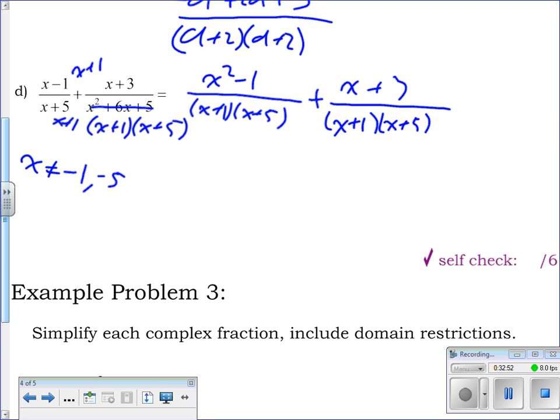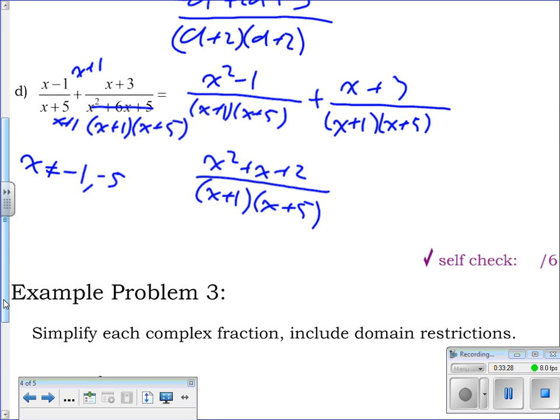Combine like terms: x squared plus x, negative 1 plus 3 plus 2, all over x plus 1, x plus 5. And x squared plus x plus 2 is not factorable, so I'm done. You do always want to check, but it's not. There are no numbers that multiply to give me positive 2 and add to give me a positive 1. It's not factorable. So I'm done.